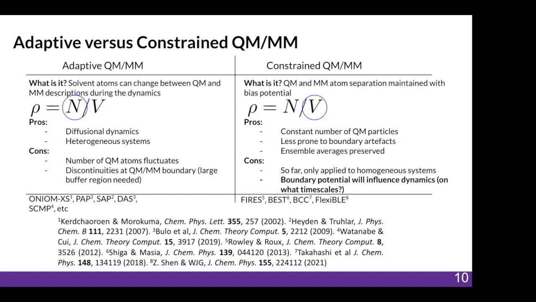But the difficulty with this is that it's so far only been applied to homogeneous systems, that is, only systems that have a description of a single type of solvent molecule. And certainly the presence of a boundary potential where we constrain the QM atoms to stay within the QM region and the MM atoms to stay outside of the QM region will influence the dynamics. And so the key question is, on what timescales are we concerned about how those will influence the dynamics? And so our development follows in the latter set of approaches of constrained QMMM.